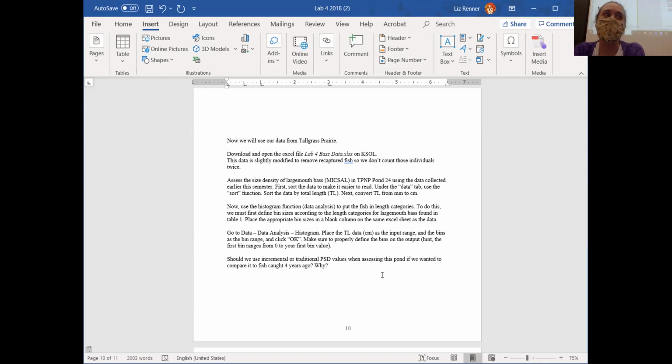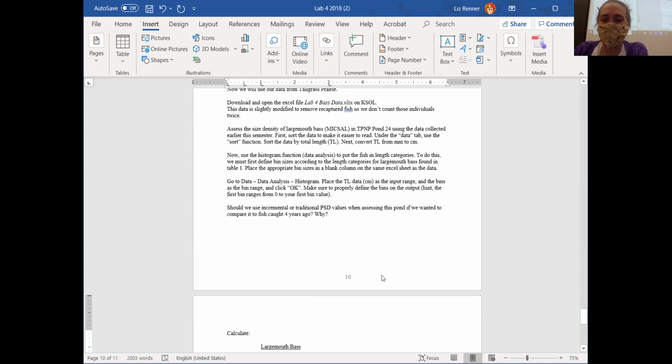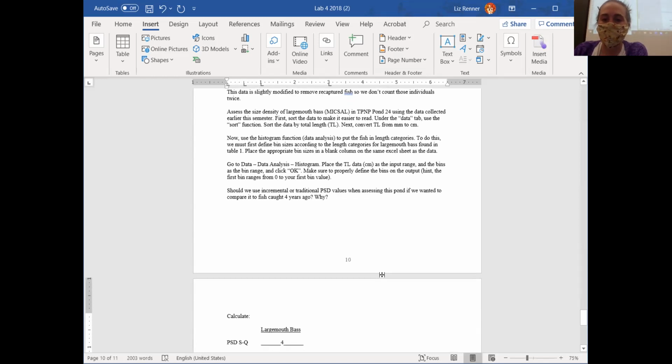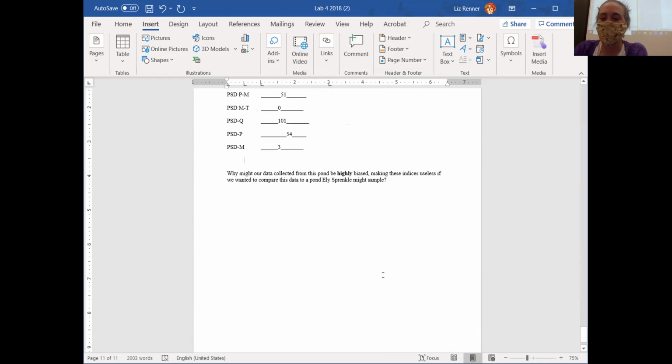So if our question is just comparing within years, that's why we're using the incremental ones, the ranges, versus if we wanted to compare across impoundments, that's why we're using those traditional ones. So it all depends on your question, right? Whether or not you want to compare across impoundments or within a single one. But yeah, the bias thing, the size selectivity of the gear definitely influences what we're going to be able to collect.